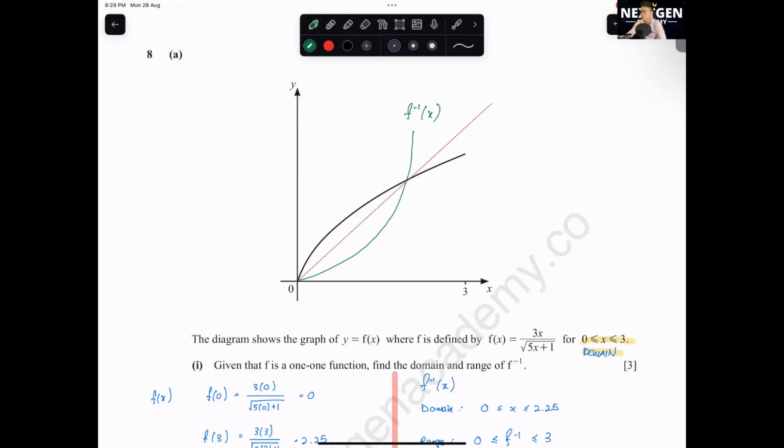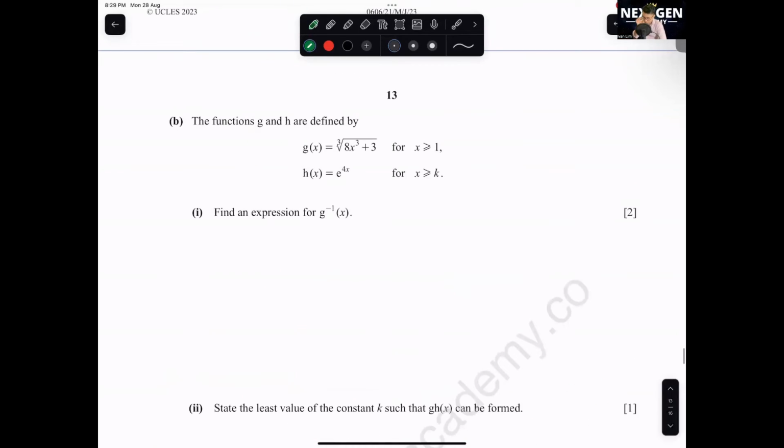Okay, let's go to question 8b. Find an expression for g inverse x. How do we do g inverse x? Just the normal way on how you find g inverse. So I let y equals g inverse x, so g(y) is equal to x.